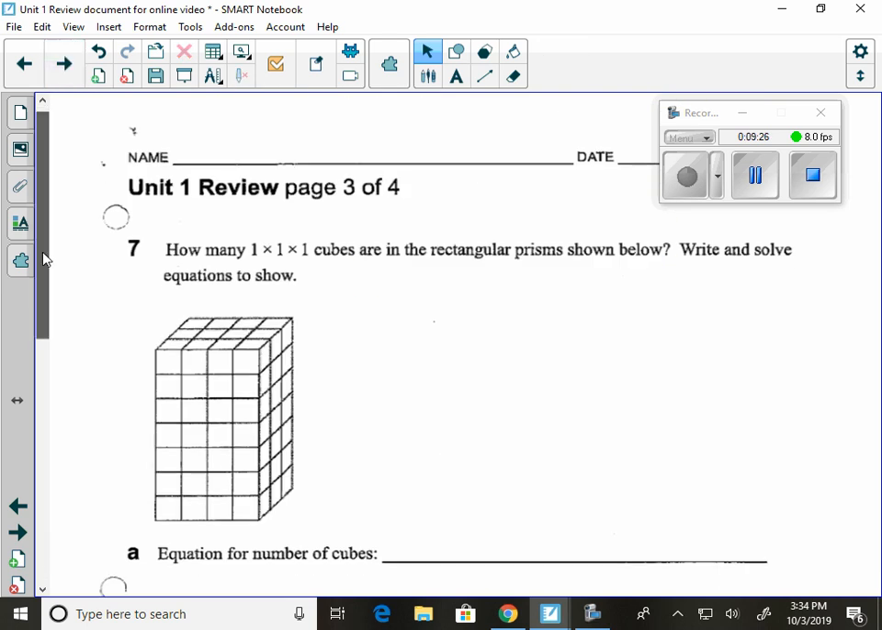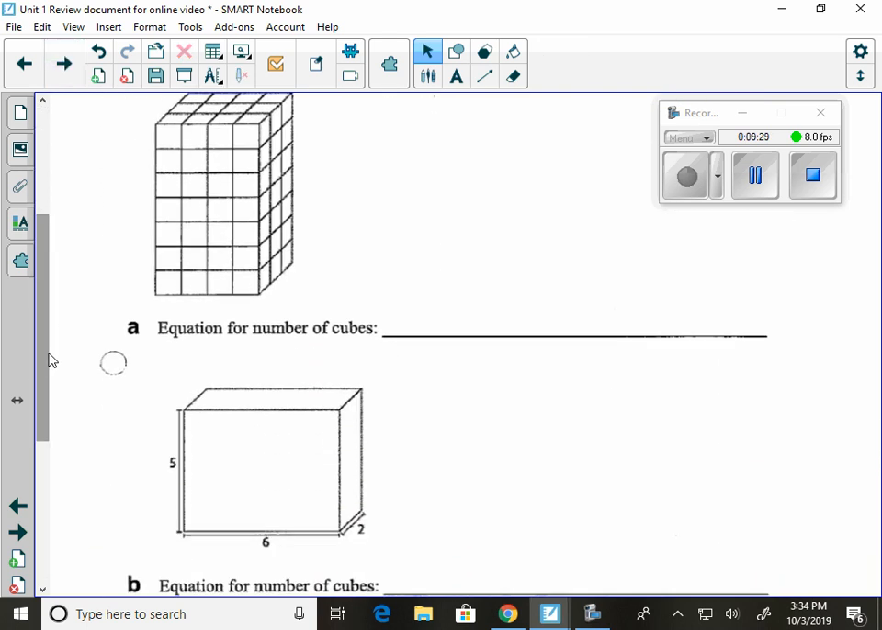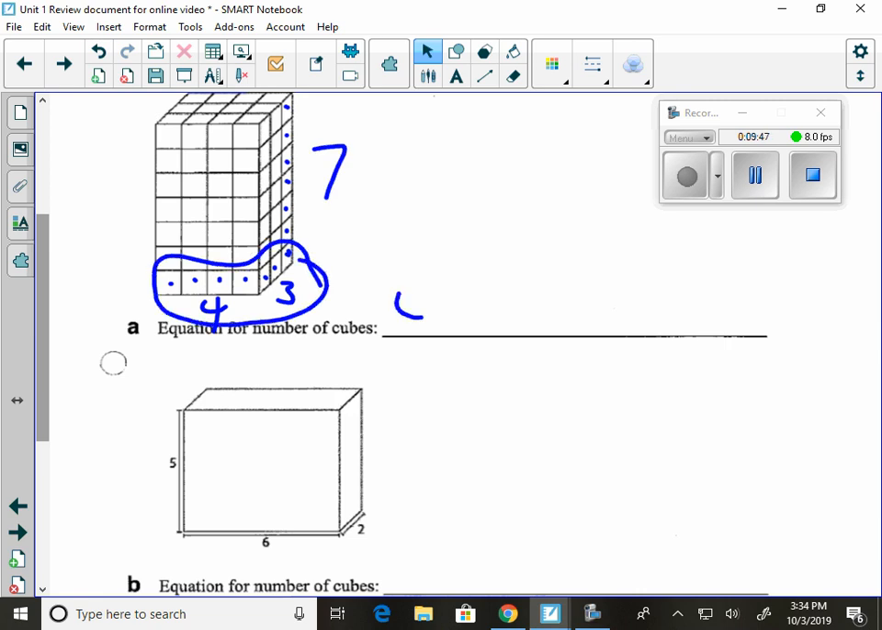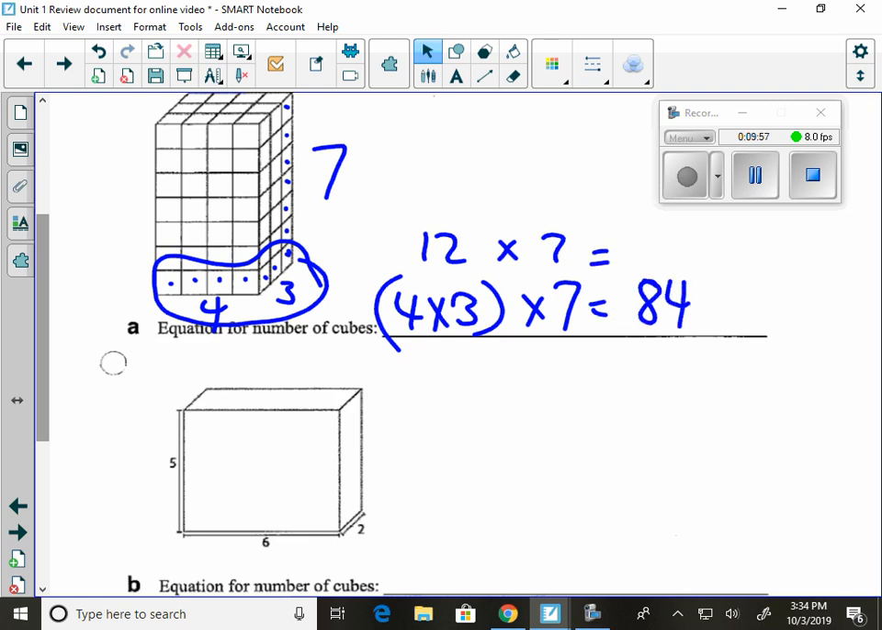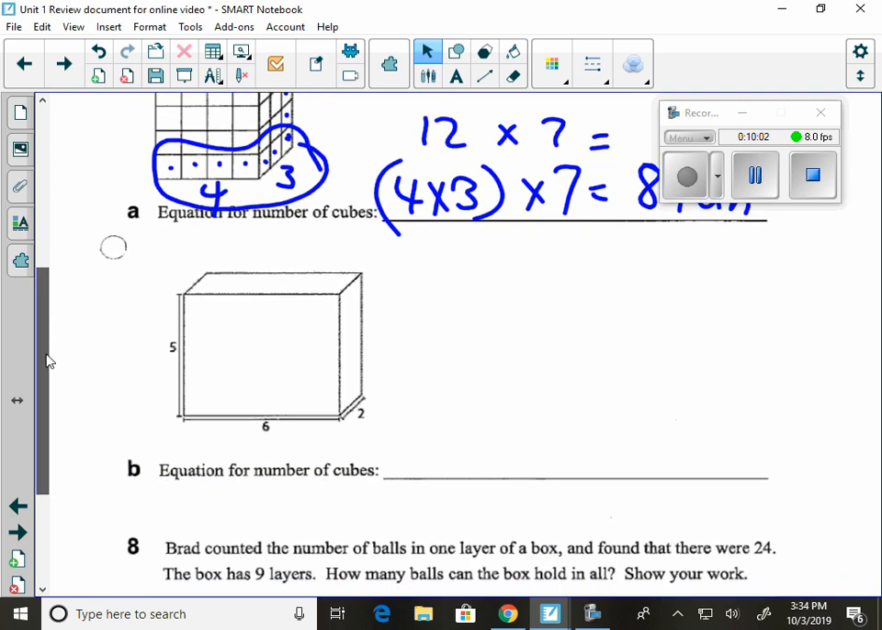Page 3. Volume questions. The first thing I've taught the kids is identify the length and width and height. So I use the little dot system here to make sure I don't miss anything. 1, 2, 3, 4 is the length. The width is 3, and the height is 1, 2, 3, 4, 5, 6, 7. So there's my base right here. It is 4 by 3 times a height of 7. So that turns into 12 times 7 equals 84 cubic units.